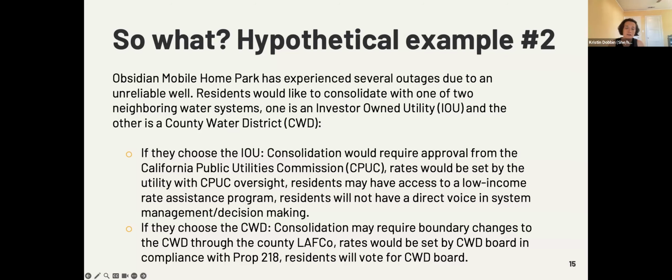And that's pretty different than if they go with the county water district. In that case, consolidation would require boundary changes to go through the county LAFCO. Rates would be set by the county water district board in compliance with Prop 218, and residents would vote directly for that county water district board. So again, we see different implications for residents based on which hypothetical system this mobile home park might consolidate with.